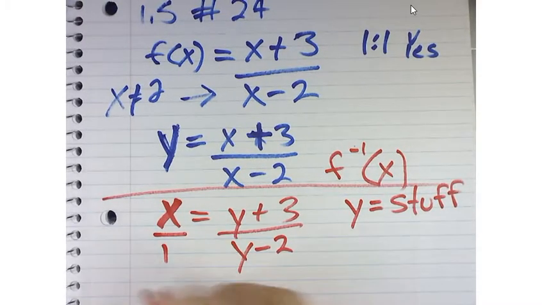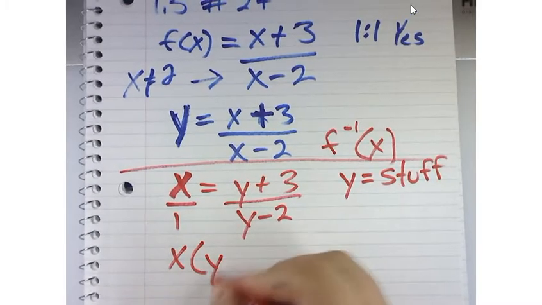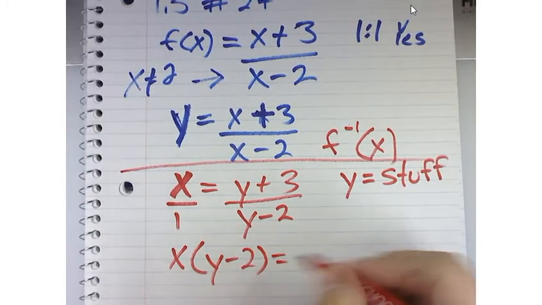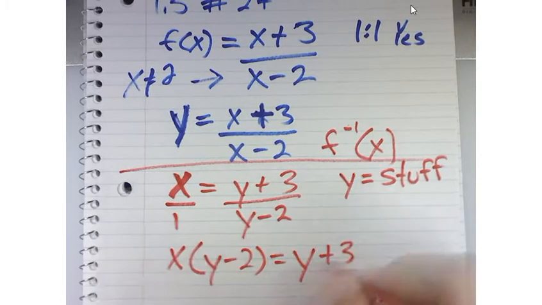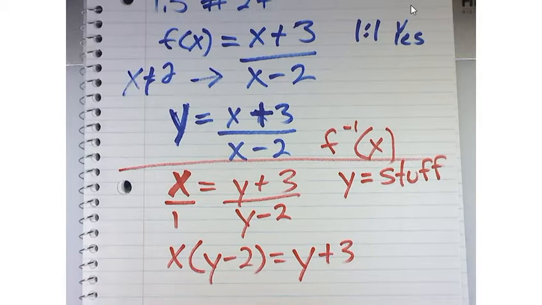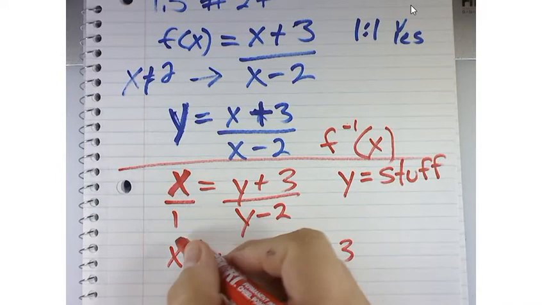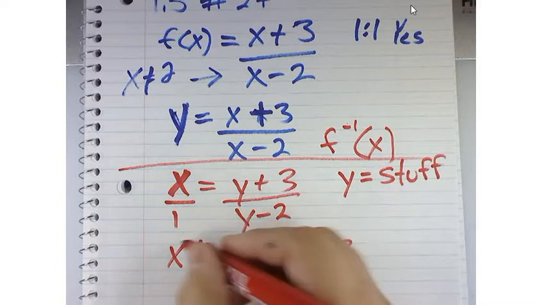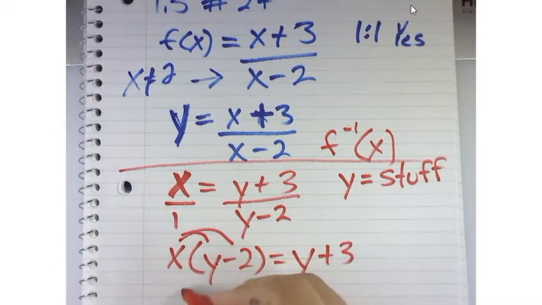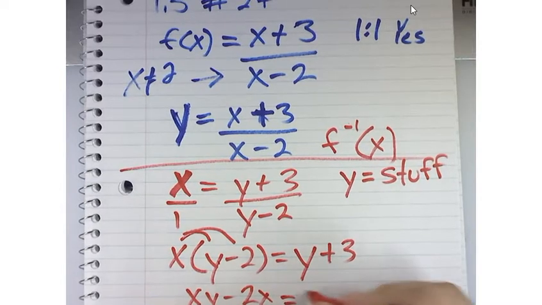cross multiply, I get the quantity x times the quantity y minus 2 is equal to y plus 3. Now remember, our goal is y equals some stuff. And we don't normally do this when we solve equations, but the only way I'm going to be able to move this y back over to the other side is I'm going to have to distribute the x through the parentheses. So I'm going to push this through, and I'll get xy minus 2x is equal to y plus 3.